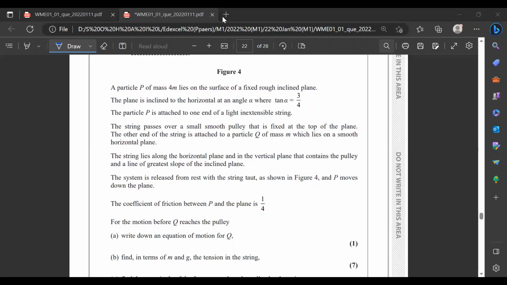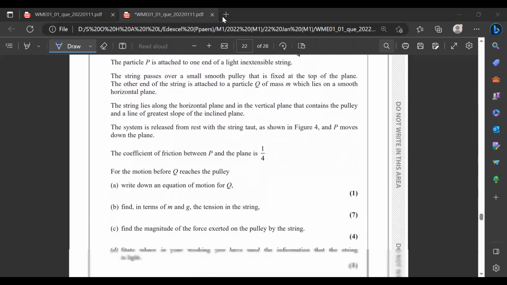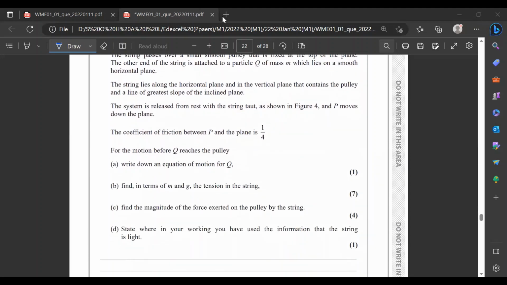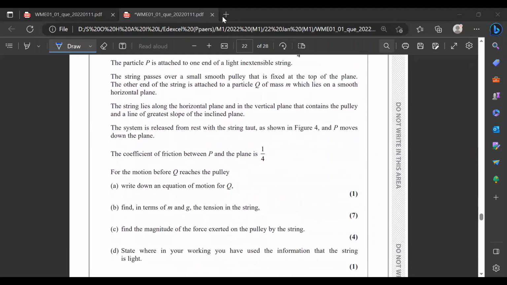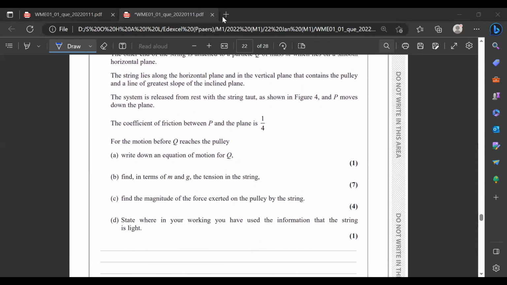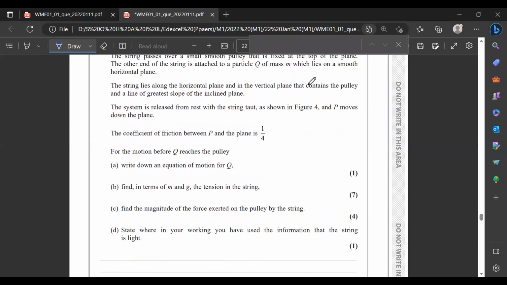For the motion before Q reaches the pulley, write down an equation of motion for Q, 1 mark. Find in terms of m and g the tension in the string, 7 marks. Find the magnitude of the force exerted on the pulley by the string, 4 marks. State where in your working you have used the information that the string is light.